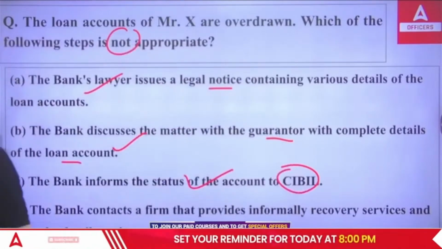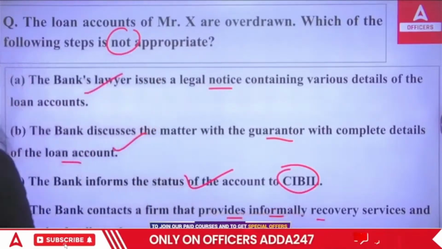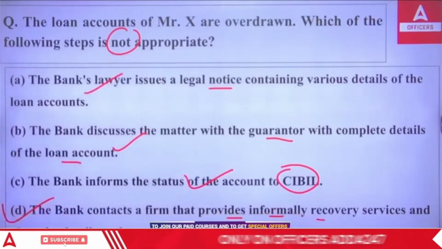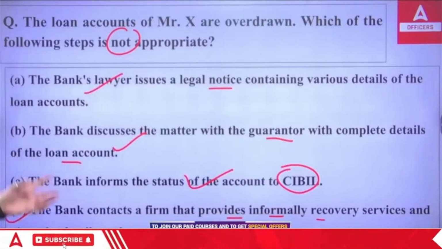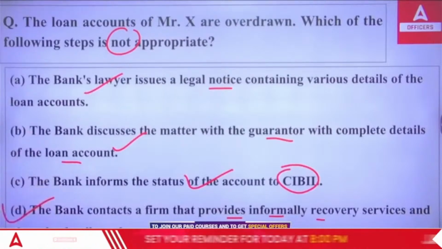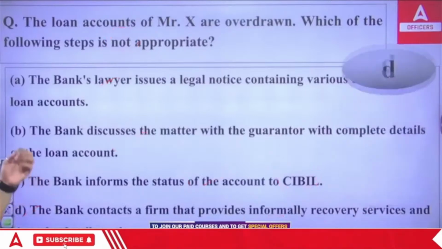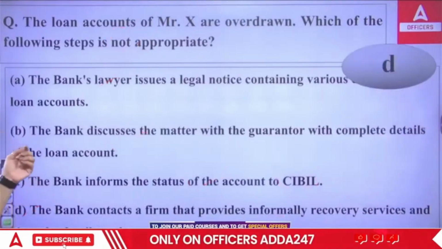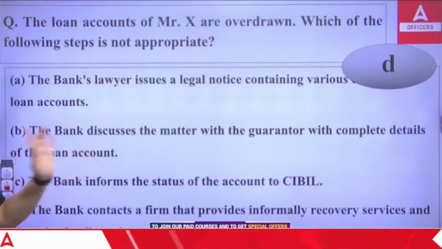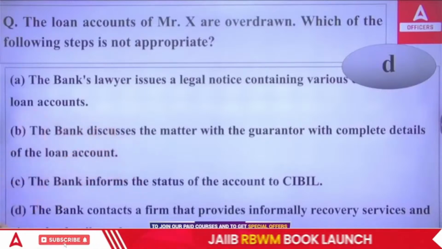So the bank contacts a firm that provides informal recovery service and gives the details to them. This cannot be done. This is not a professional way to overcome this issue of overdrawn amount in the loan account. Okay, so the right answer will be D option. It is not an appropriate step that can be taken by the bank. You can't do that informally. You have to follow the formal rules. You have to follow the rules, regulations, guidelines, and standard norms.